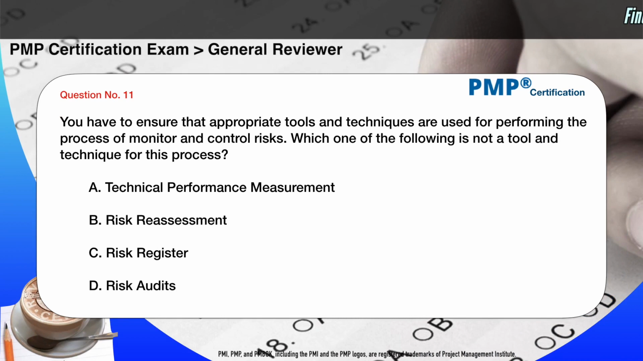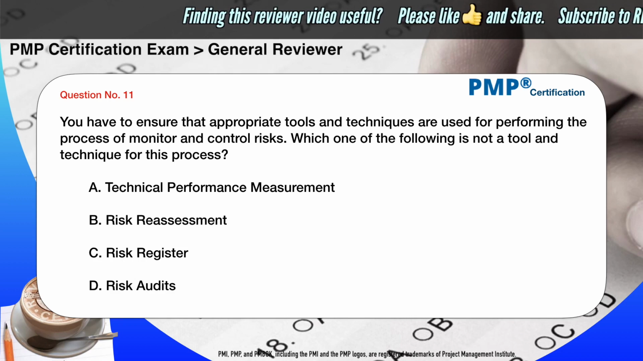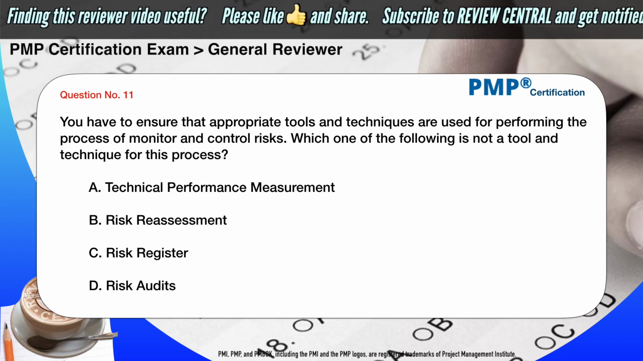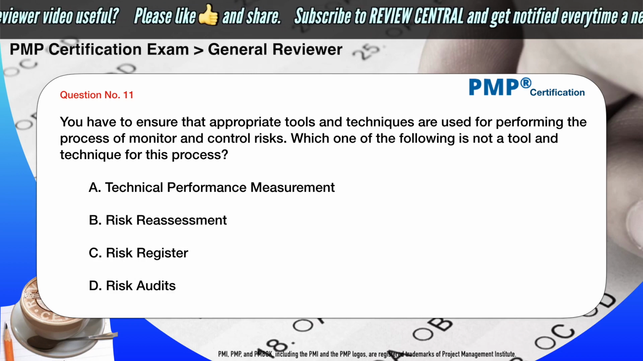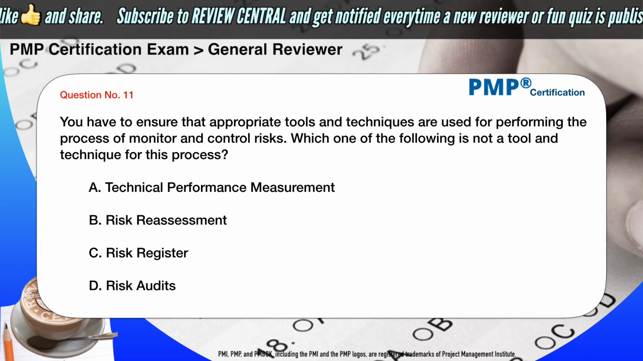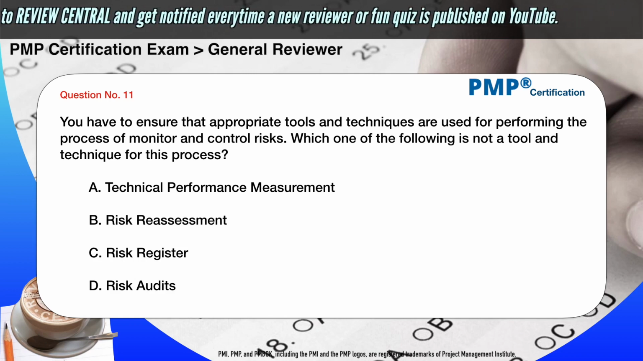You have to ensure that appropriate tools and techniques are used for performing the process of monitor and control risks. Which one of the following is not a tool and technique for this process? A. Technical performance measurement. B. Risk reassessment. C. Risk register. D. Risk audits.